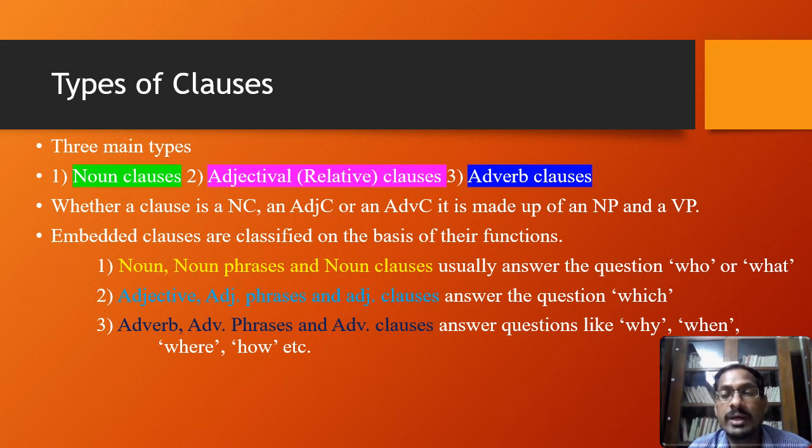There is another easy way to understand whether it is a noun clause, adjective clause or adverb clause. Generally, nouns or noun phrases or noun clauses answer questions like who or what. Adjective phrases or adjective clauses answer the question which. And adverbs or adverb phrases or adverb clauses usually answer questions like why, when, where, or how. So they are classified on the basis of their function.